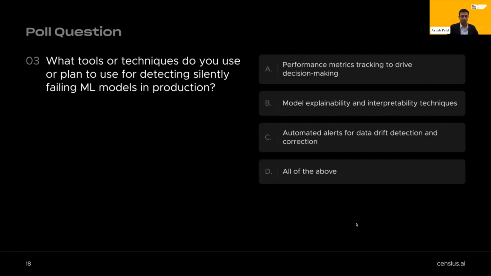Lisa, can we do another poll? All right, thank you. All right, I think, Lizzie, that we should have enough responses for this poll.